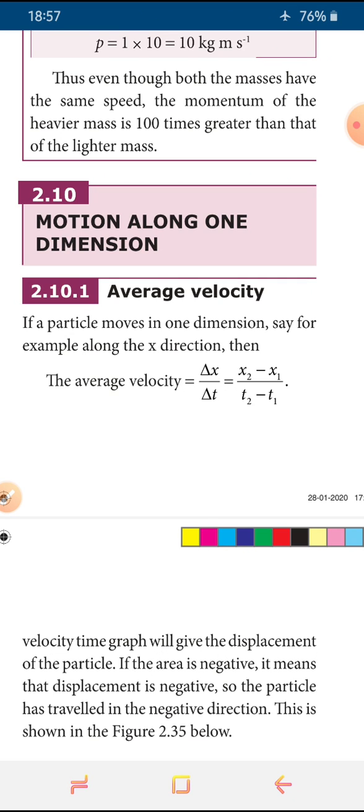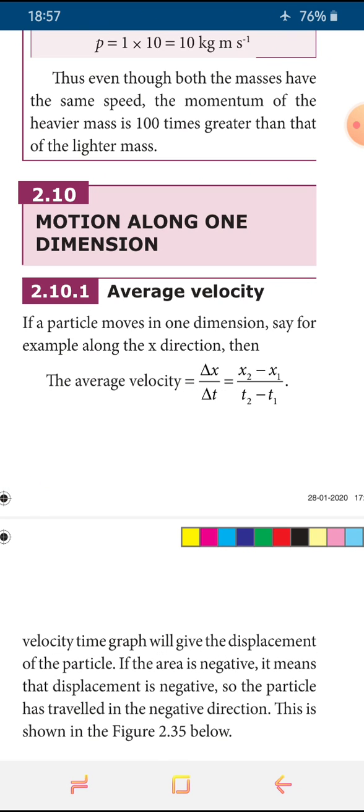So last class we finished with one example. After that, today we will start 2.10 motion along one dimension. Here we'll discuss what happens if the object is moving along one direction, one dimension. First we'll discuss average velocity.